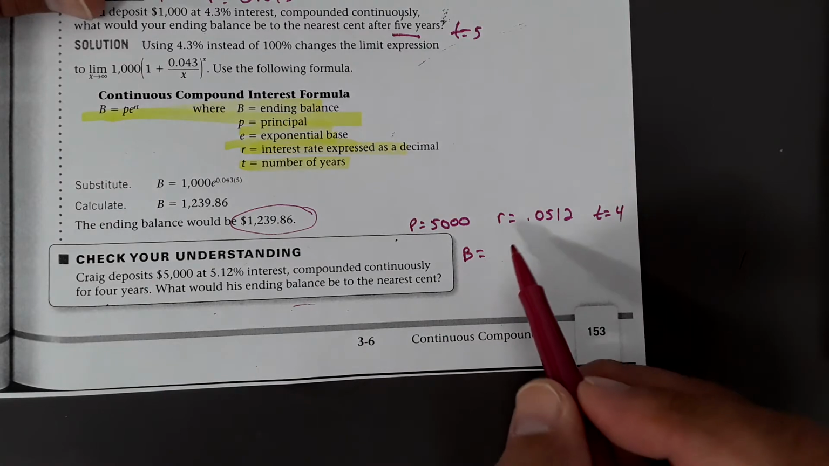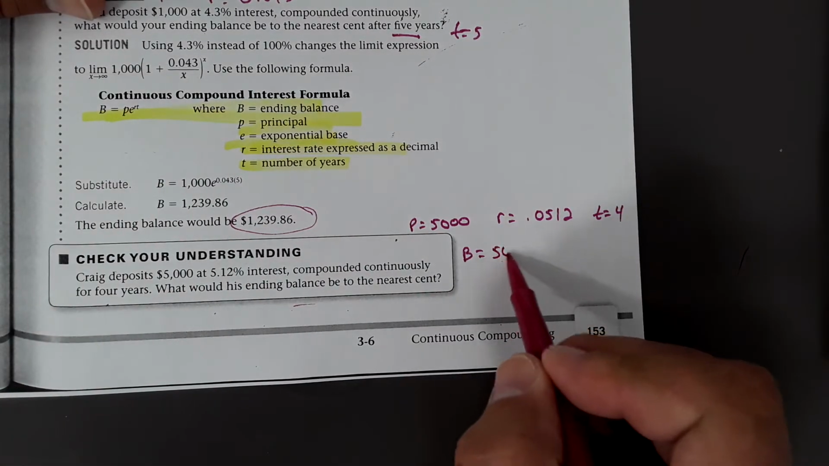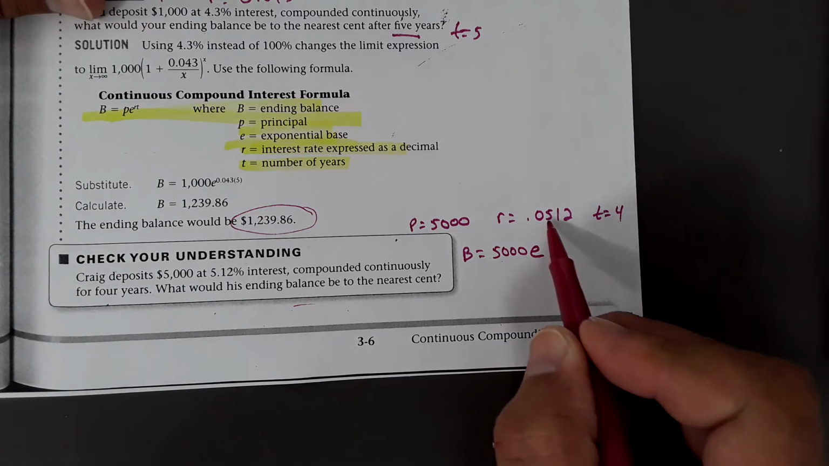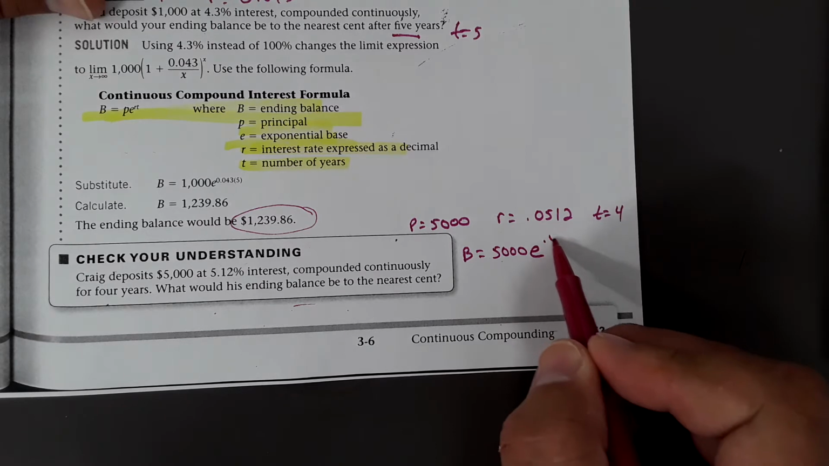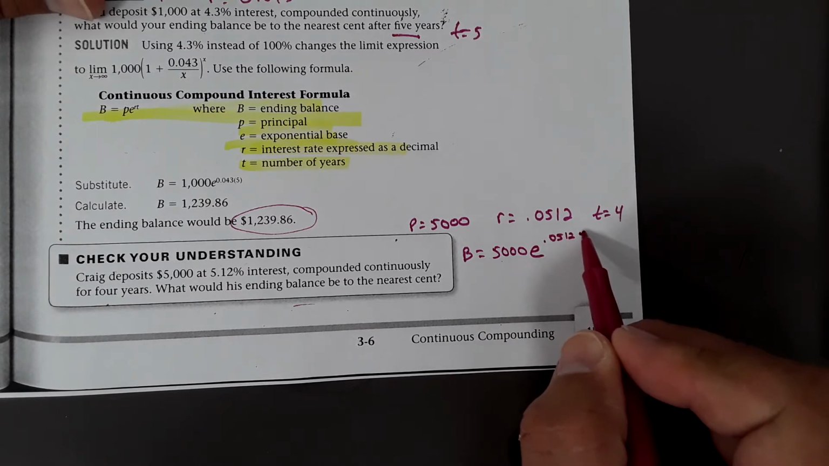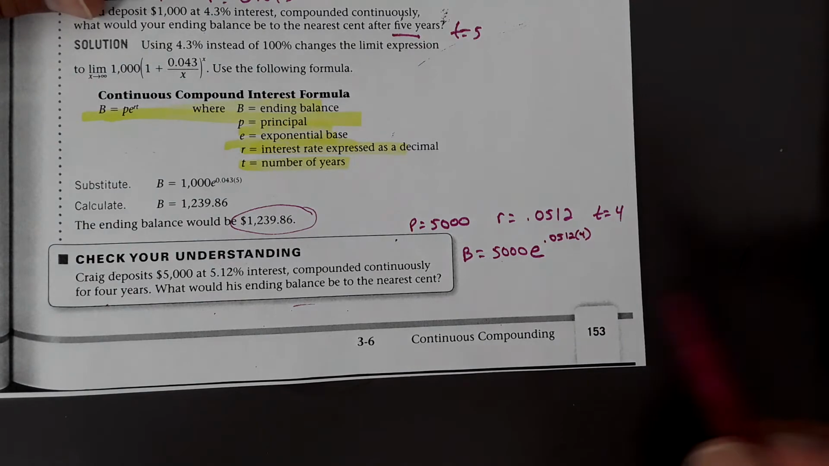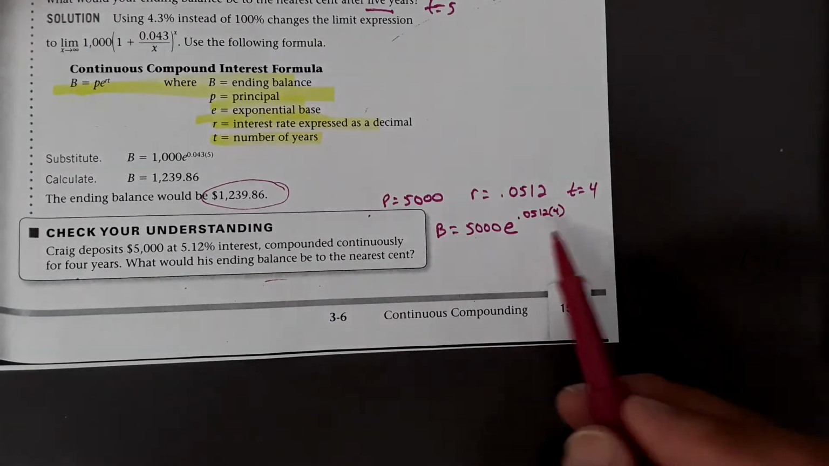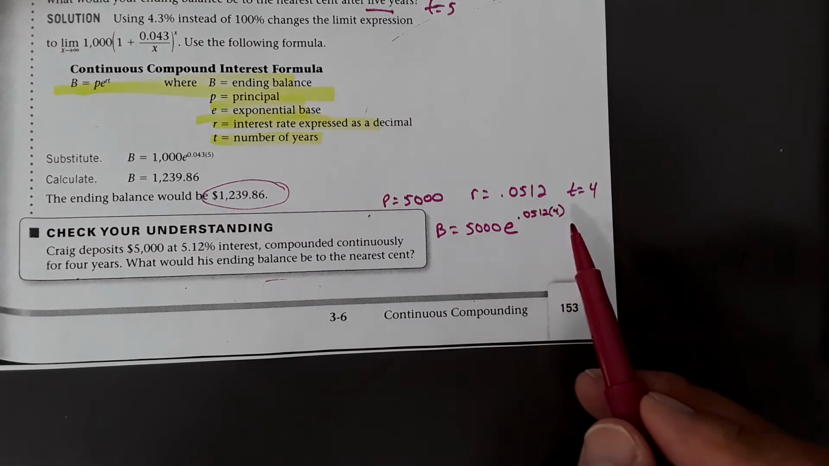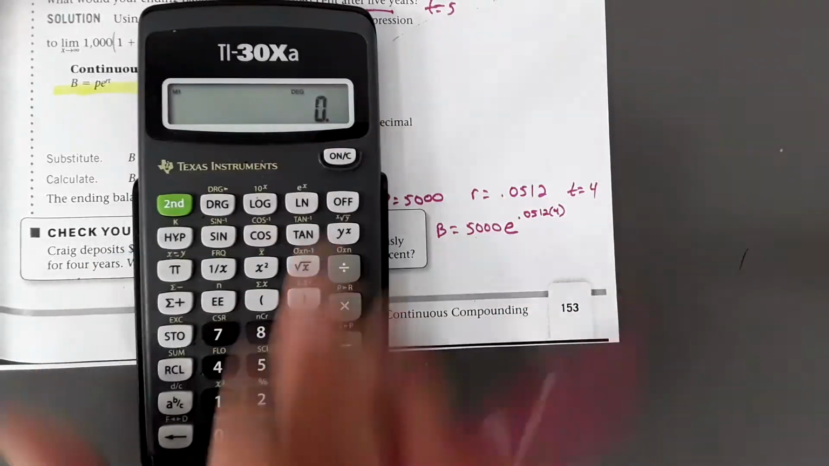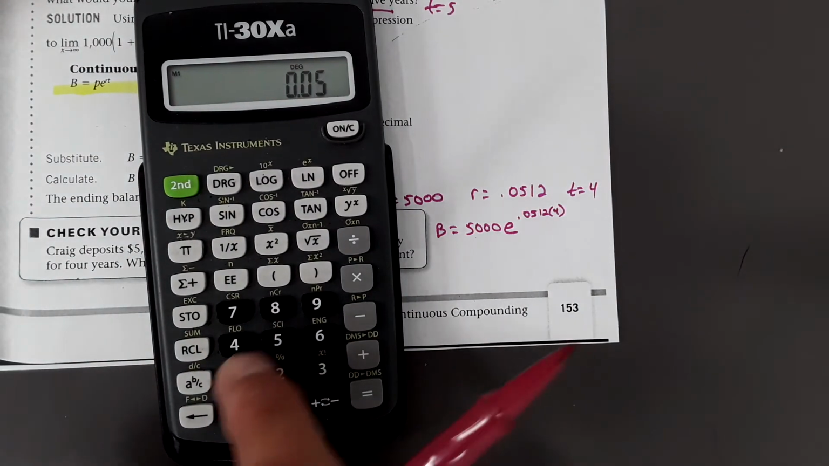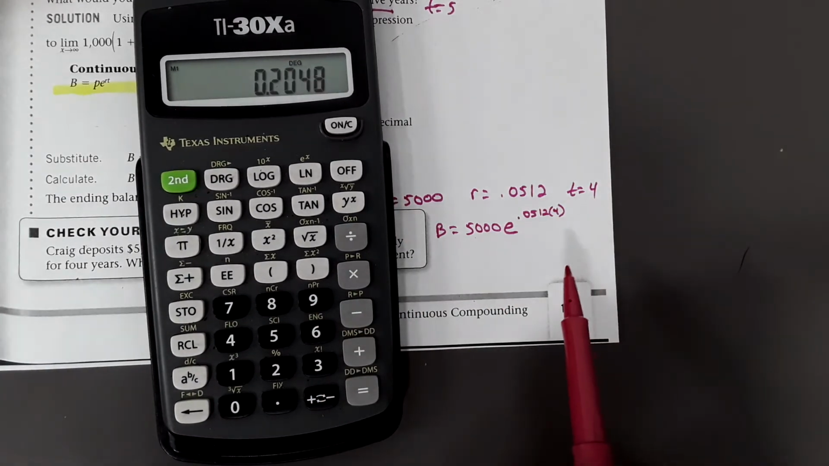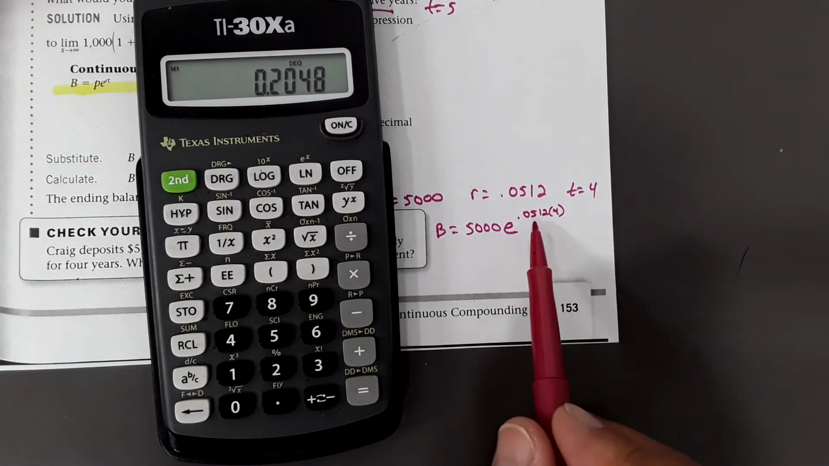So the balance is equal to the principal amount times E to the RT power, R times T, so 0.0512 times 4. So I know these sound difficult, but you're really just plugging the numbers into the formula and letting the calculator do the work. It's really not that difficult. Multiply these exponents first, and then we'll take e to that power. So 0.0512 times 4 is 0.2048. Now I'm going to raise e to that power.